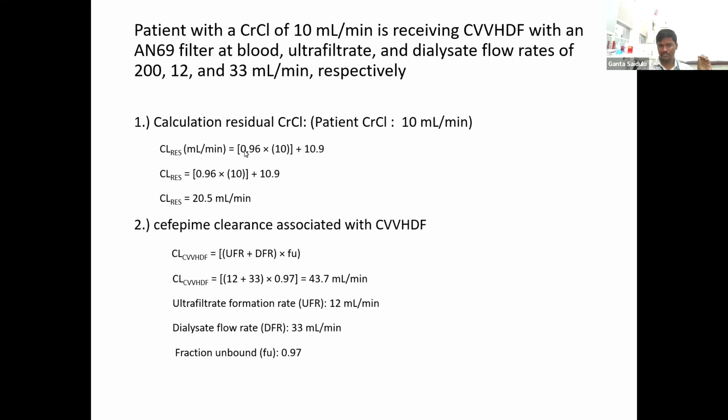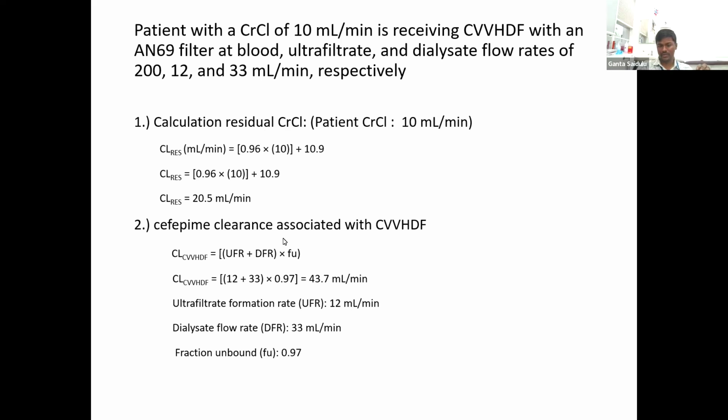For cefepime, 0.96 into 10, where the creatinine clearance is 10. So you have to multiply, then add 10.8. Then the residual creatinine clearance is 20.5 ml per minute for cefepime. This is the residual clearance of cefepime excreted by the kidney after the CRRT.